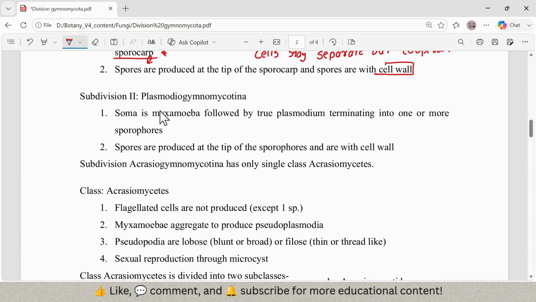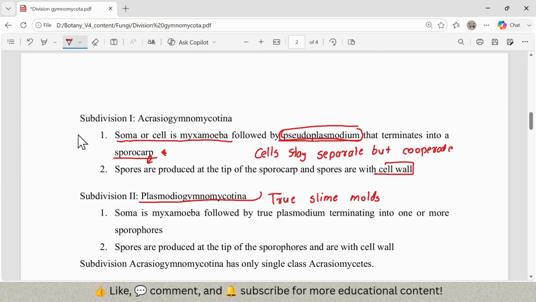Next is subdivision 2, Plasmodiogymnomycotina. So these members are called true slime molds. Members of Acrasiogymnomycotina are called cellular slime molds.